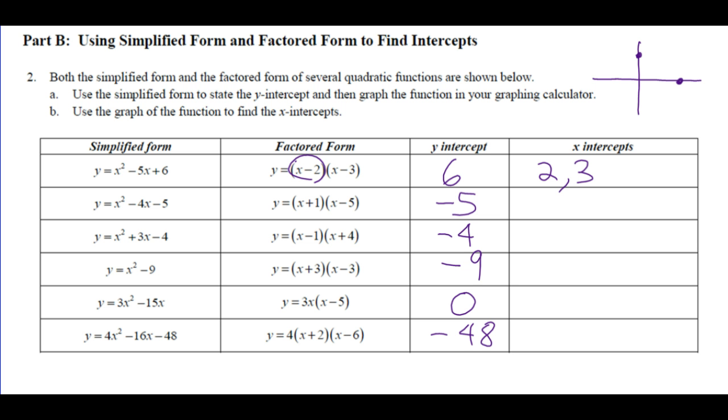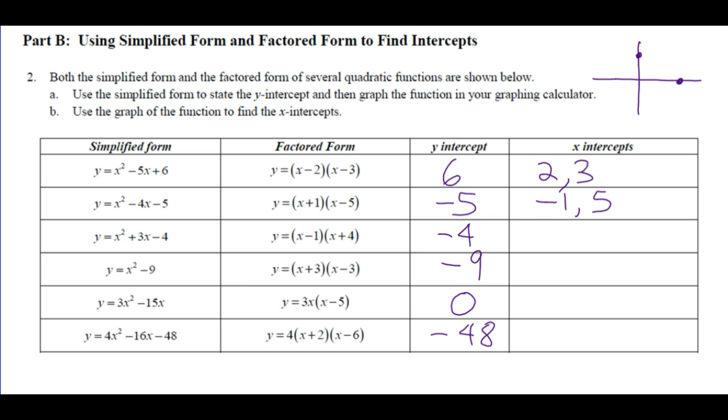Okay, so the x-intercept occurs when y is equal to 0. Looking at the factored form, you have to ask, what value of x is going to make this whole expression 0? Then we break that down and ask, what value of x makes that 0? 2. What value of x makes that one 0? 3. What value of x makes this 0? Negative 1. Positive 5.